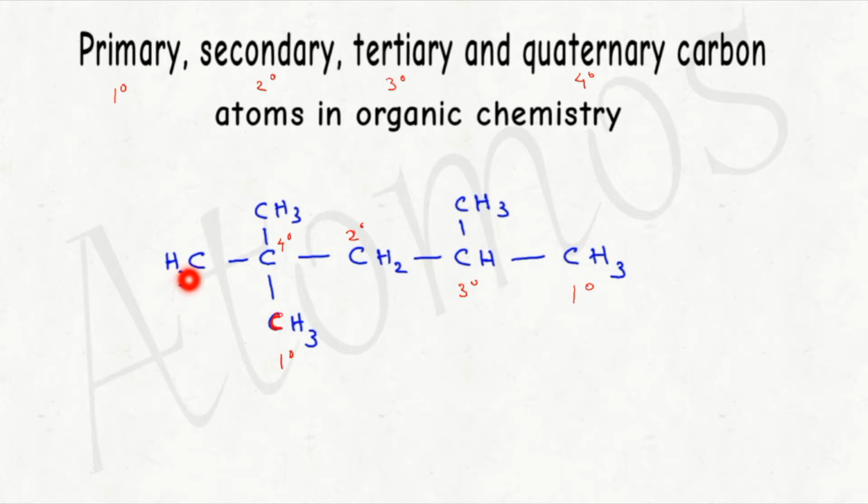Try that. What about this one? It is directly attached to only one carbon atom, so this is primary carbon. What about this carbon? Directly bonded to only one other carbon, so this is also primary. And what about this one? This is also a primary carbon atom. Right? Now you have a clear idea about how to identify primary, secondary, tertiary and quaternary carbon atoms in an organic compound. Okay, so let's move forward.